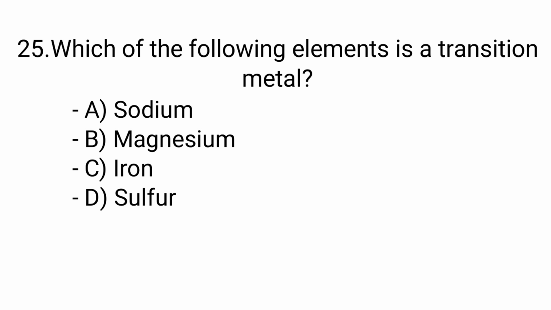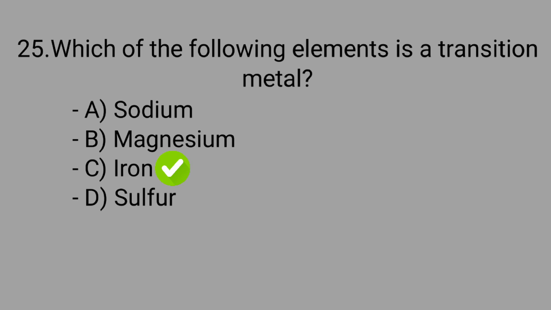Question number 25. Which of the following elements is a transition metal? Option A, sodium, B, magnesium, C, iron, D, sulfur. The correct answer is option C, iron.